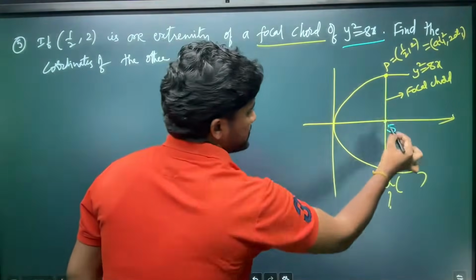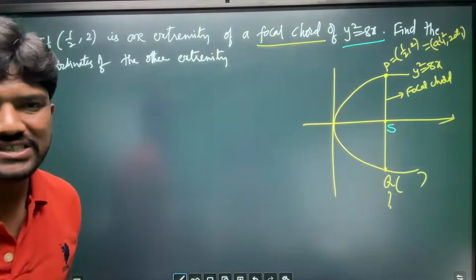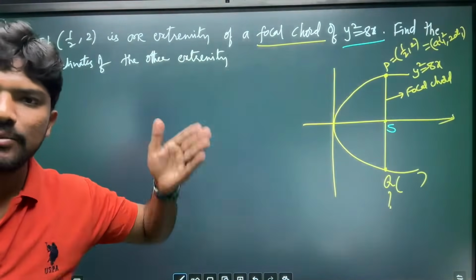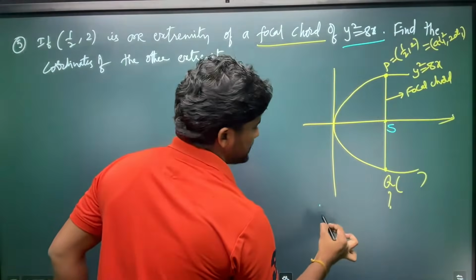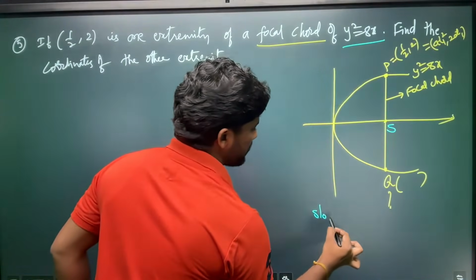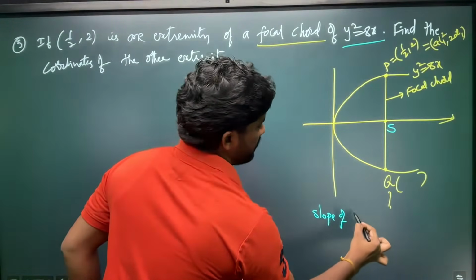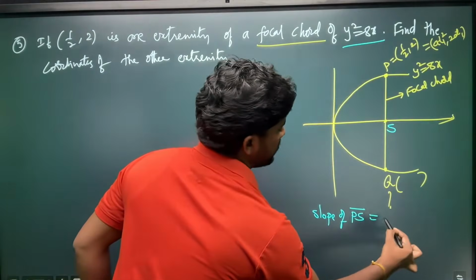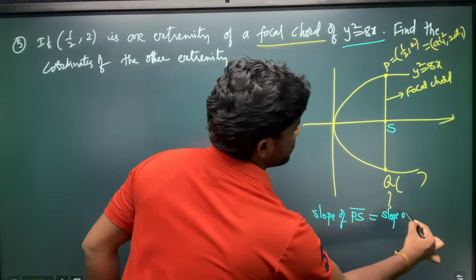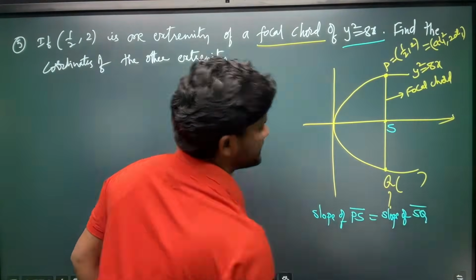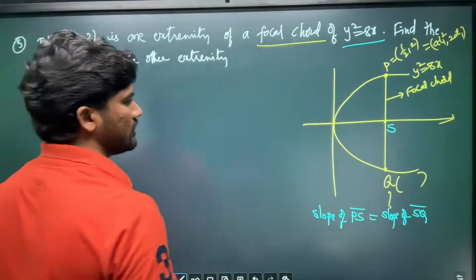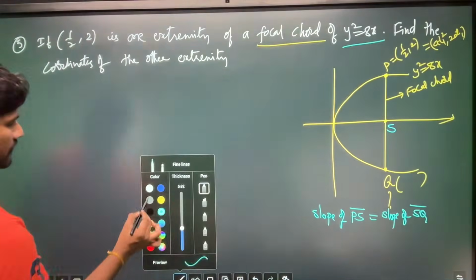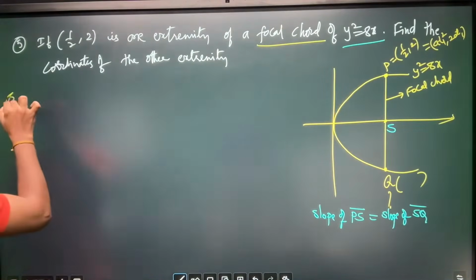Points P, S, Q are collinear points, right? They are lying on the same line. Whenever they are collinear, you can see slope of PS is equal to slope of SQ. ఇది మీకు కాన్సెప్ట్ ఐడియా ఉంటుంది. స్లోప్ ఆఫ్ PS is equal to slope of SQ అంటే ఈ కండిషన్ లో మనం చెప్తాం చూడండి ఒకసారి. సో మనం బ్రీఫ్ గా అయితే అబ్జర్వ్ సొల్యూషన్ స్టార్ట్ చేద్దాం.